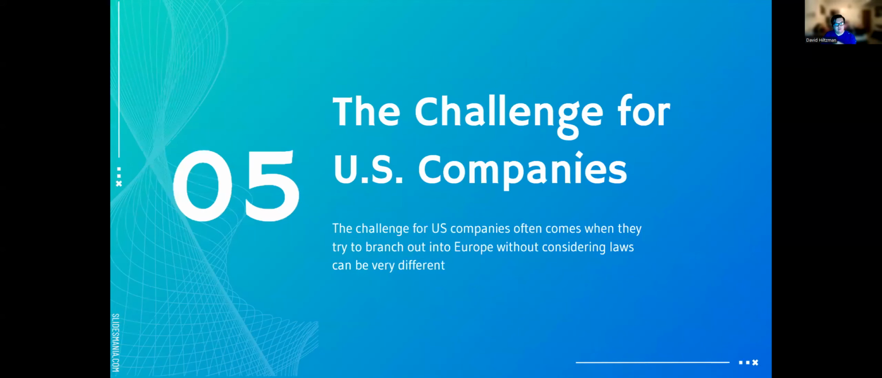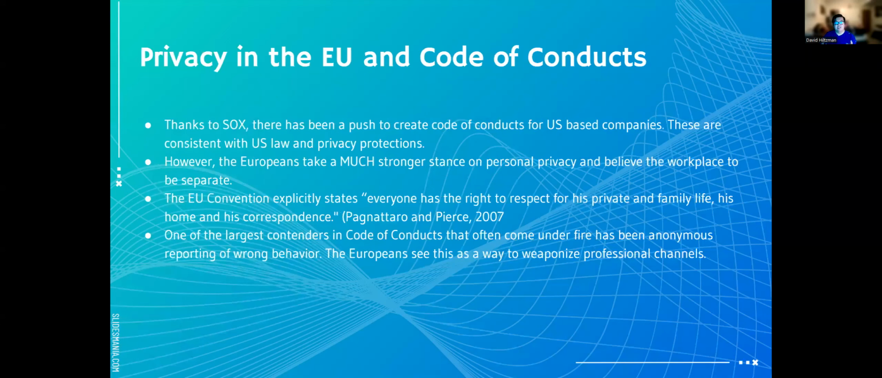So with that, we're going to roll into, again, the challenges for United States companies. We talked about Walmart and a couple of different companies, but I want to talk about the specific challenges that are coming because of this: privacy in the EU and codes of conduct. Like I said, thanks to Sarbanes-Oxley, there's been a push for codes of conduct, and these are consistent with United States rules and protections, but not consistent with European ones. This is because Europeans take a much stronger stance on personal privacy and believe that the workplace is separate, that work-life balance means once you leave, you don't take it with you. The EU specifically says that everyone has the right to privacy and family life, and that is a core standard in European governments. And one of the large contenders in codes of conduct are the anonymous hotlines.